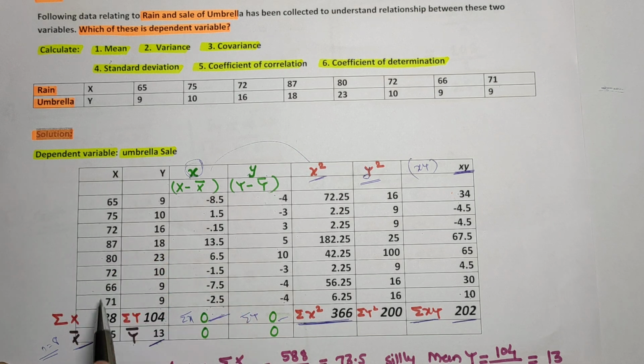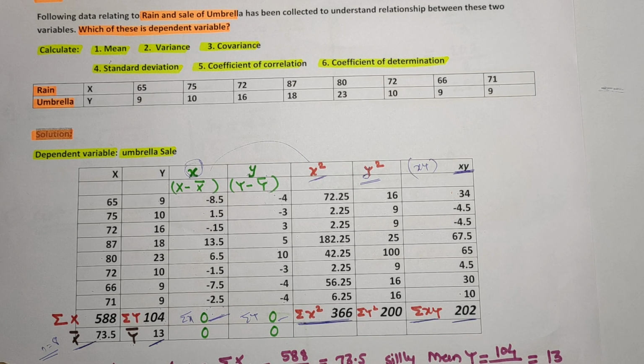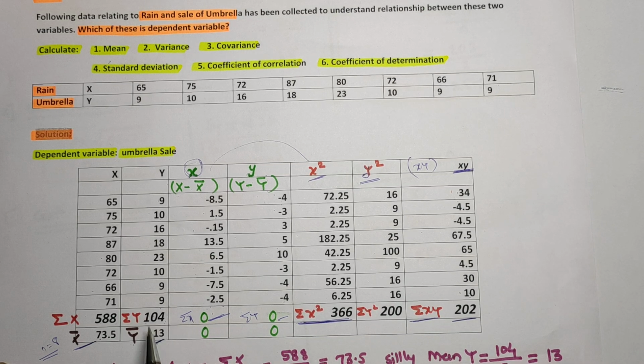So what is the summation of x here? 588 divided by 8. The number of variables is 8, so n is equal to 8. You will get the mean of x as 73.5 here, and similarly for the mean of y you will get 13, that is 104 divided by 8, you will get 13. So the very first answer, the mean, we have calculated.